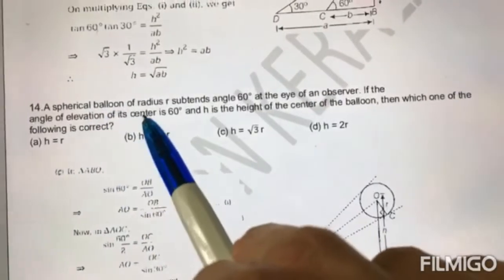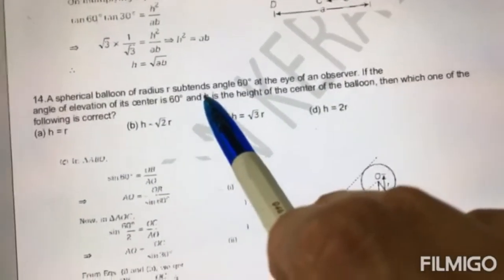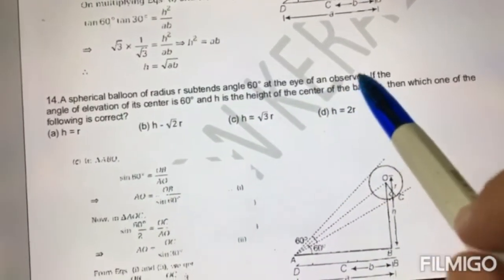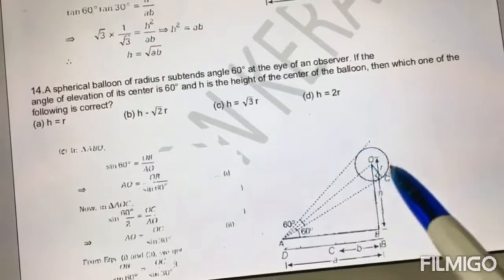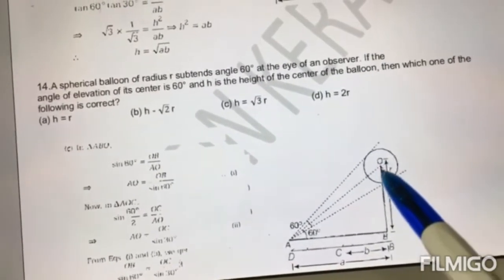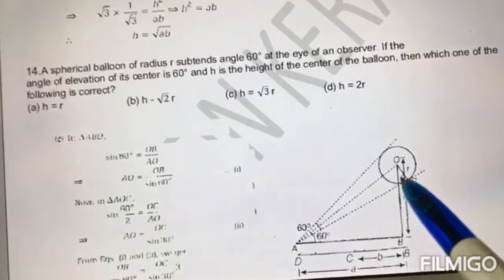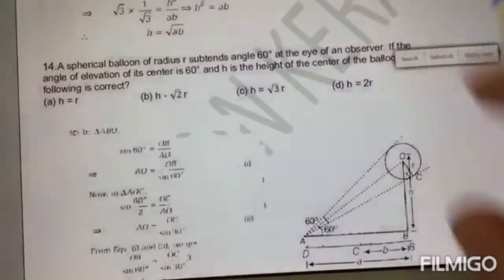A spherical balloon of radius r subtends angle 60. Subtends means forms angle 60 degrees at the eye of an observer. So let us draw the diagram. Let A be the eye of the observer. Let this be the circle, and this is the center of the circle O. Radius of that is r. So from O, if we draw a line here to the eye of the observer, it is 60 degrees.